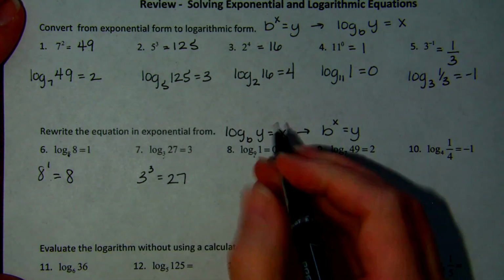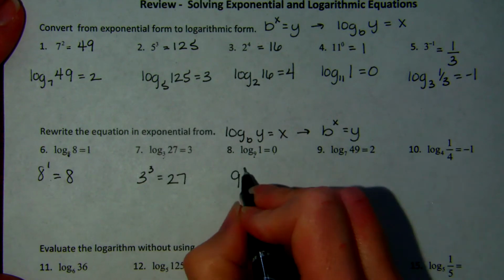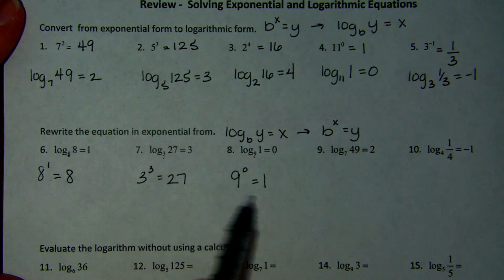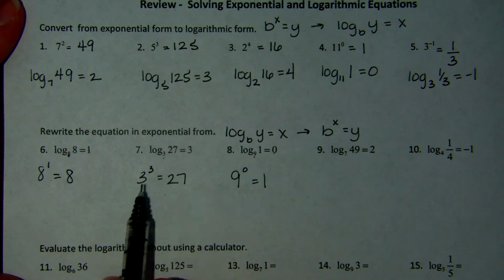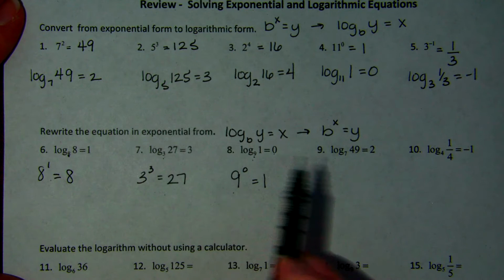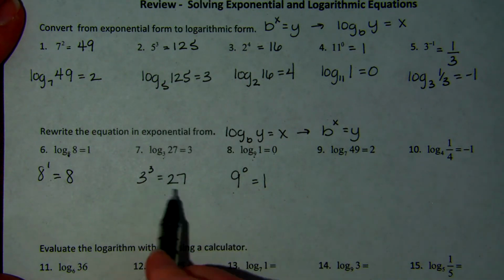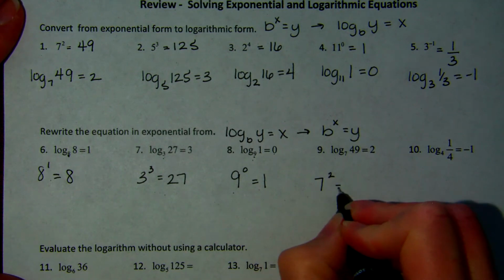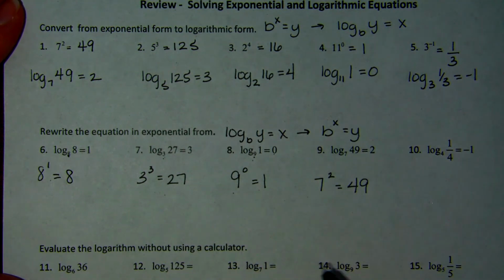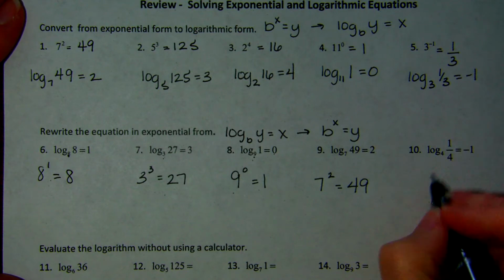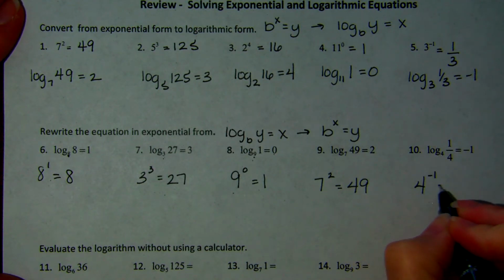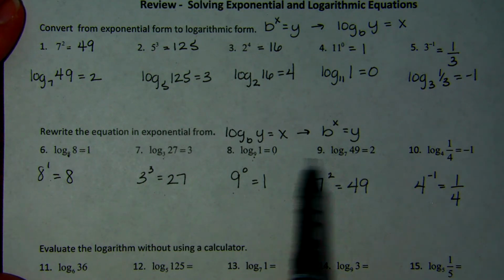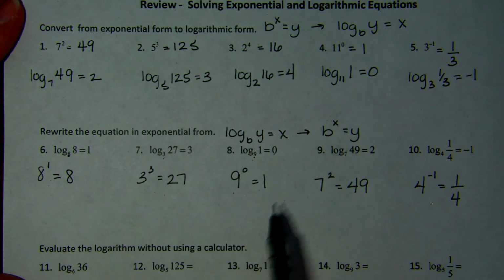Here I have a base of 9. So it's 9 to the 0 power is equal to 1. Again, we've come up with true statements for both of these exponential expressions, right? 9 to the 0 power is 1. 3 cubed is 27. This one, 7 squared is equal to 49. And then this one right here, 4 to the negative 1 power is equal to 1/4. And again, all of these are true expressions.